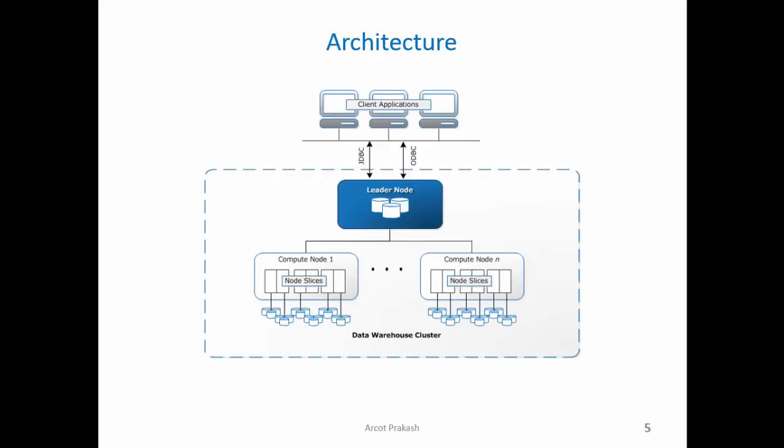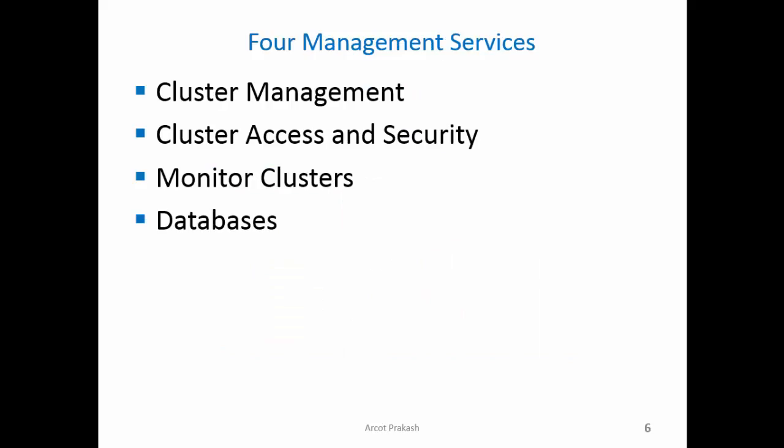This is the architecture. Clients can connect to the data warehouse through JDBC or ODBC. The leader node manages all the work and distributes the work to the individual compute nodes depending on how many nodes you have in your warehouse. The four management services that tie the Redshift system together are the cluster management, the cluster access and security, how the clusters are monitored, and the database itself.